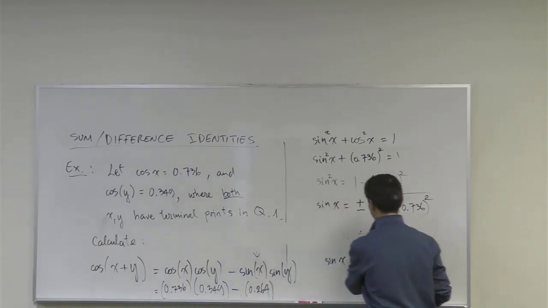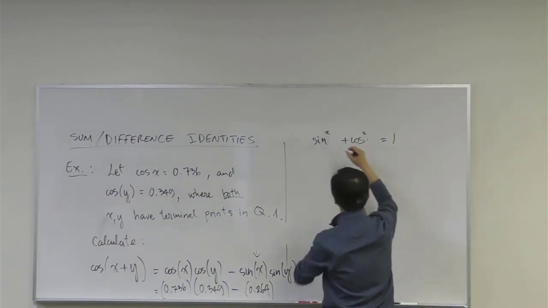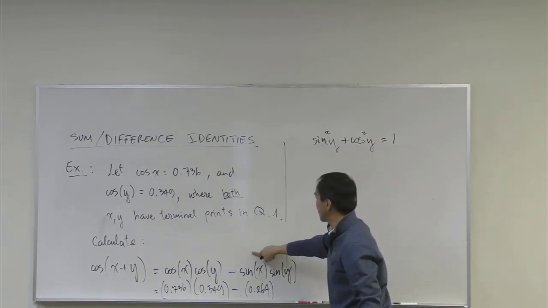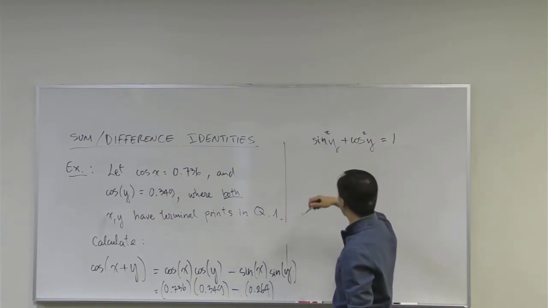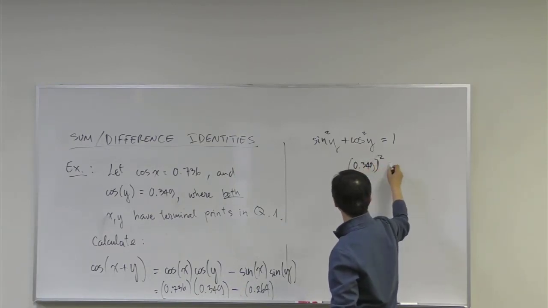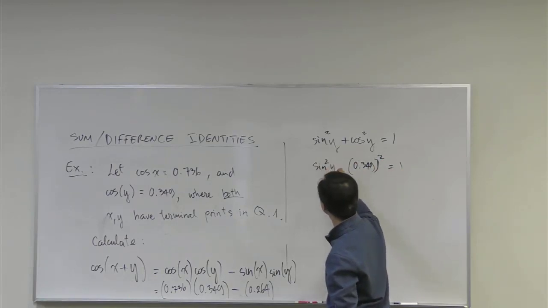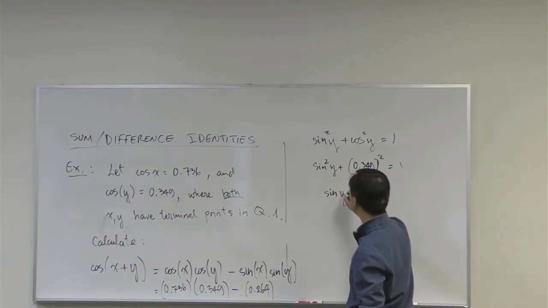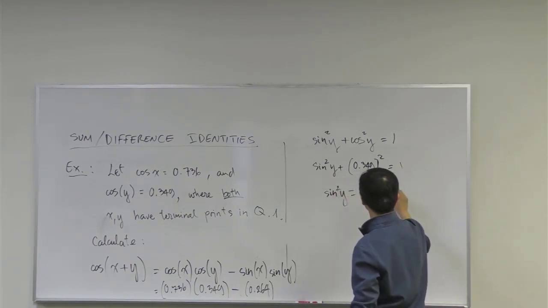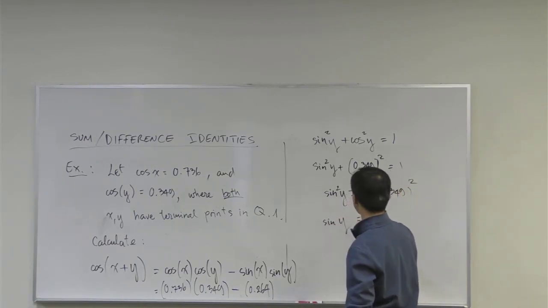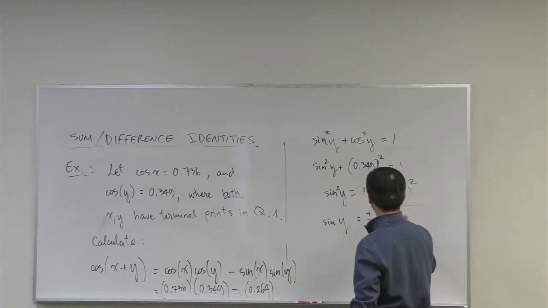We can do the same thing. Now let's switch to y. It doesn't matter what angle it is, always true. Right? Cosine squared of y, cosine of y is 0.349. So we're looking at sine squared of y plus 0.349 squared equals 1. So sine squared of y is 1 minus 0.349 squared. Now we can solve for sine of y, which is plus or minus the square root of 1 minus 0.349 squared, again. Right? Please help me out.